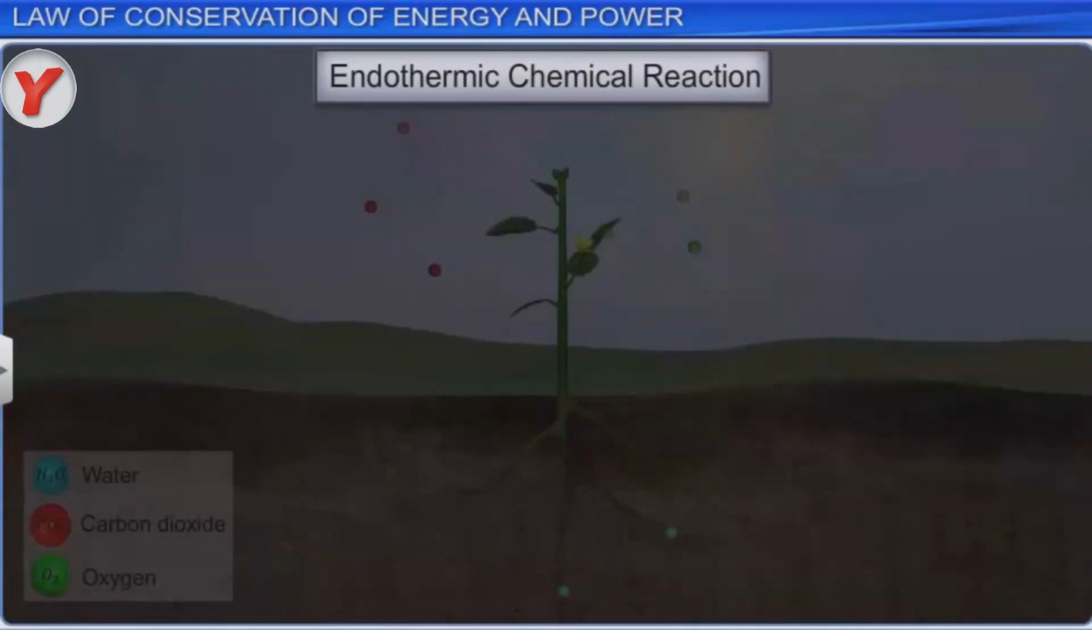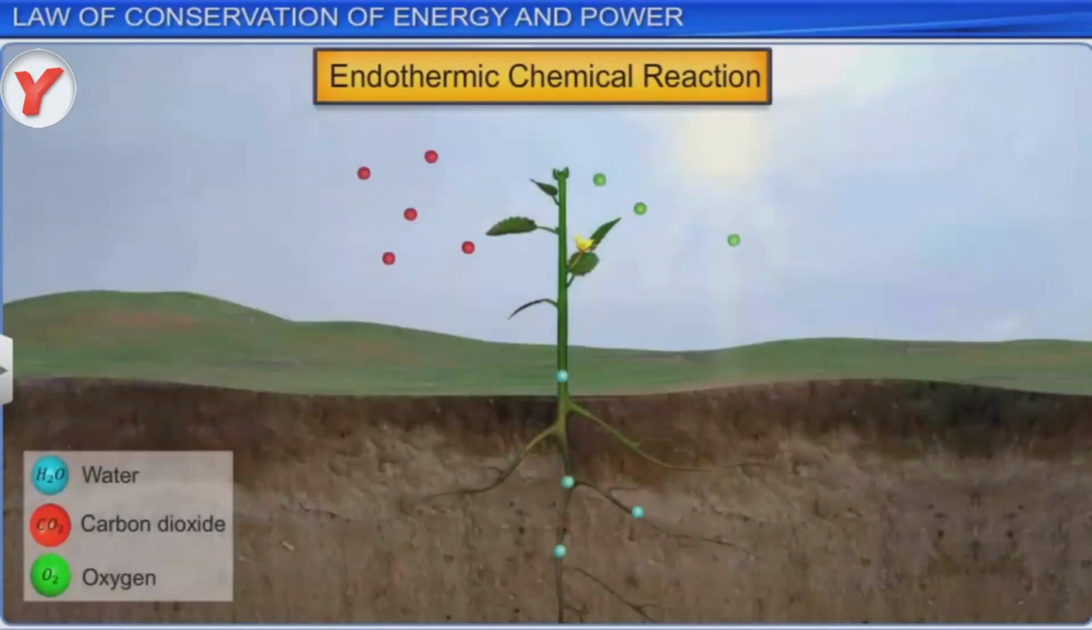There are some other chemical reactions that absorb heat during the reaction and are called endothermic reactions. Some reactions, such as photosynthesis, are endothermic reactions which allow plants to make sugar from carbon dioxide in the presence of air. Chlorophyll acts as a catalyst in the process of photosynthesis. In this case, the energy required for the reaction comes from sunlight.